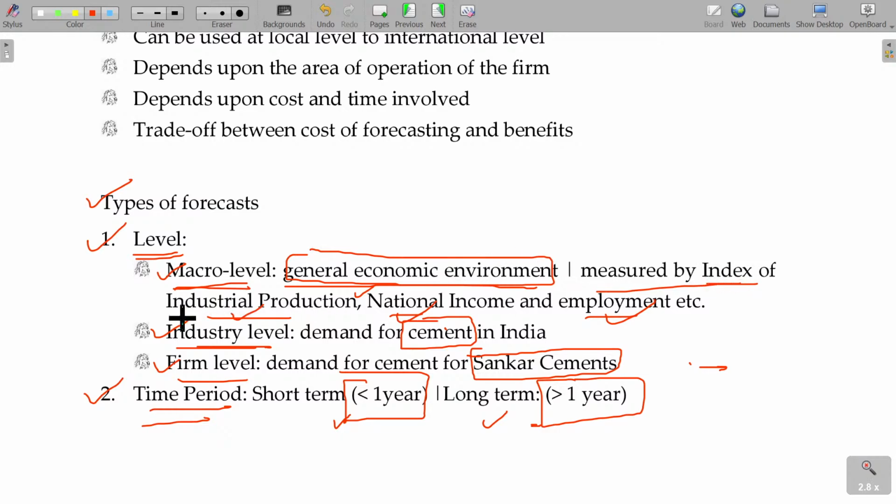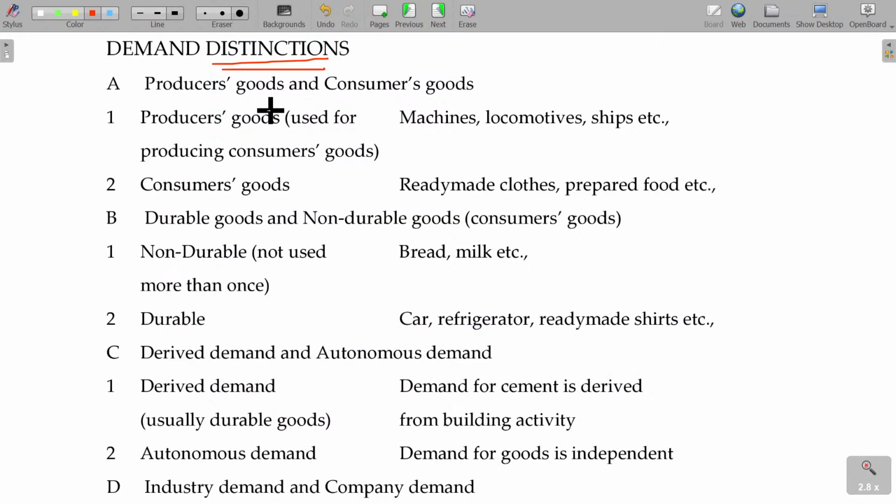It's measured by industrial production. So how many cars are produced by the car companies? And what's the national income? Okay, what about the employment problem and all? If you are studying that, then it will come under macro level. So macro level, industry level, and firm level, and finally time. Is that okay? The quantity demanded due to some environment will be studied in demand distinctions.